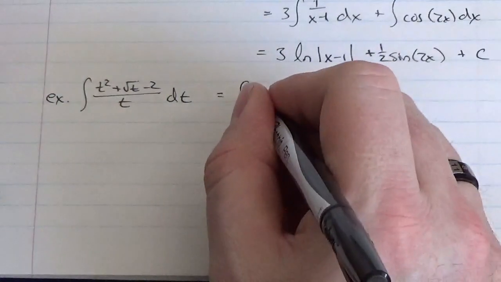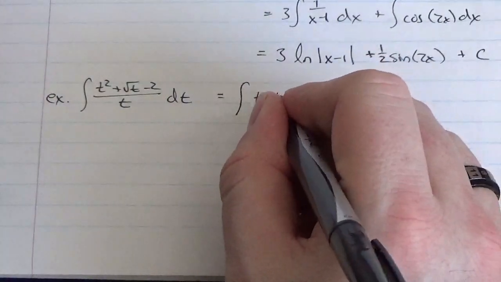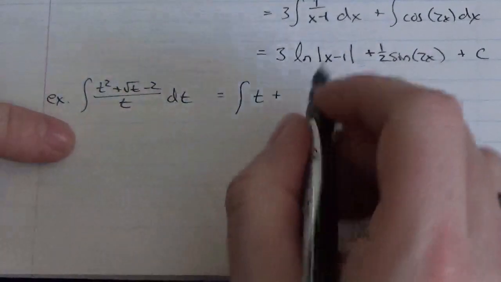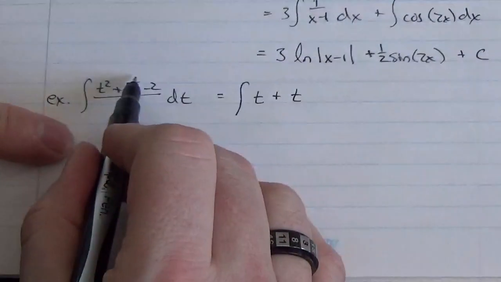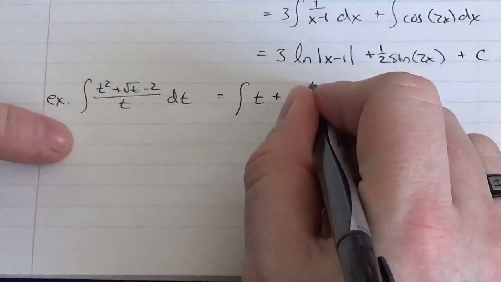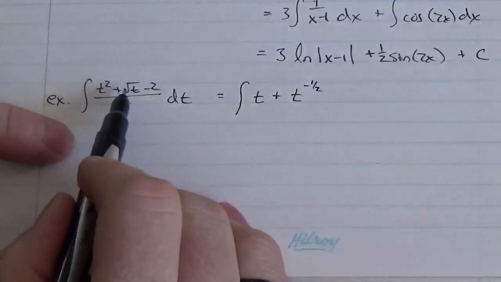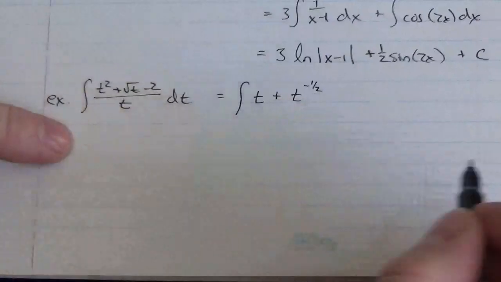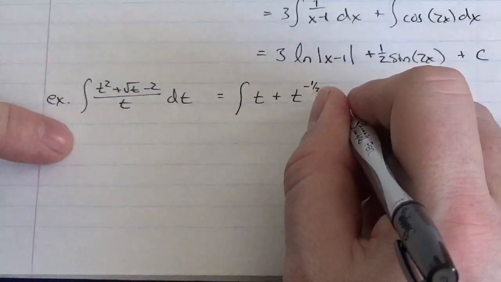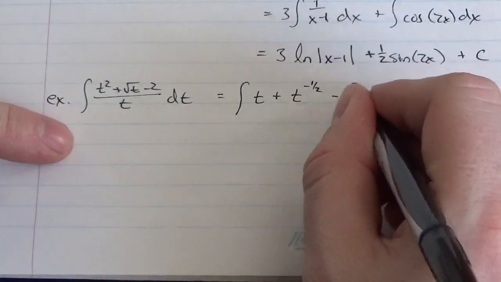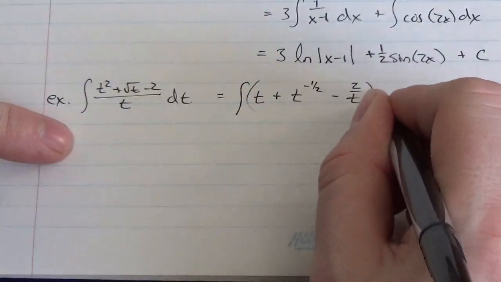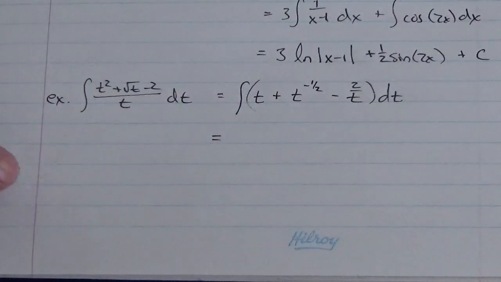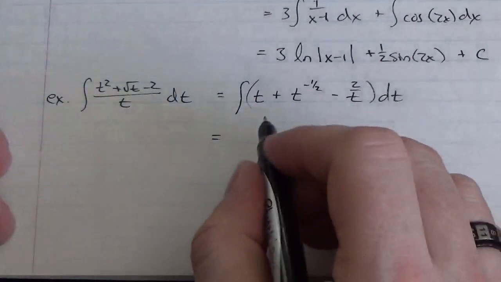So t squared over t will just be t plus, now the root of t divided by t, this is going to be t to the 1/2 divided by t to the 1. So when I subtract the exponents, the positive 1/2 up here, subtract the 1 that I'm getting from down here, that's going to be t to the negative 1/2. And then there's not much I can do about this. This is going to be 2 divided by t. That is as nice as that's going to get. Okay. But now I can go through and I can integrate this term by term.